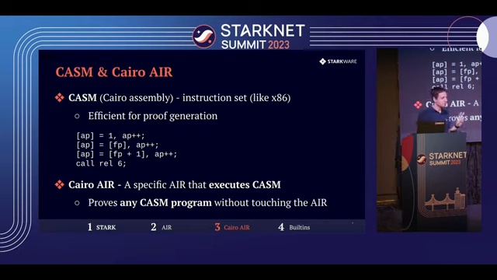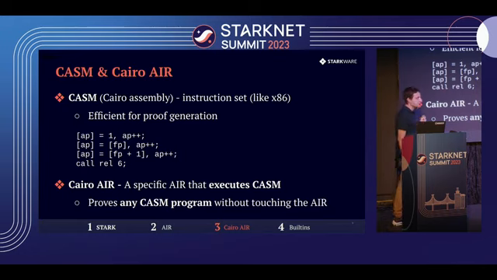So the next two concepts are CASM and the Cairo AIR. CASM stands for Cairo Assembly, and this is an instruction set like x86 or EVM, but unlike x86 and EVM, Cairo was designed to be efficient for proof generation.